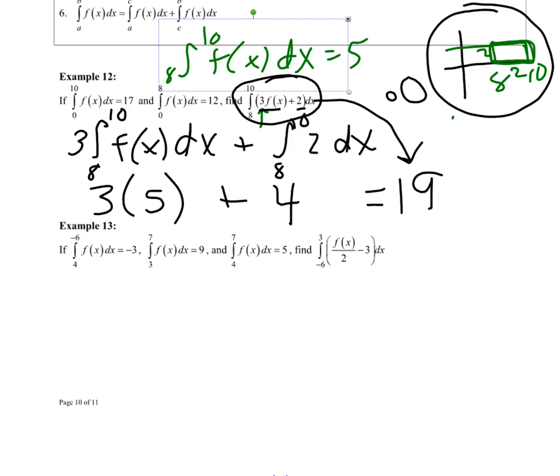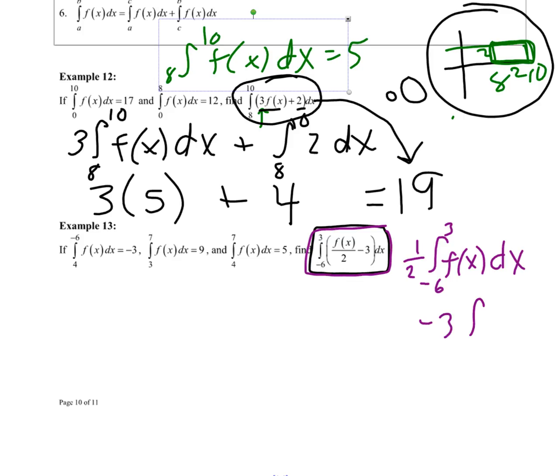All right, now let's look at this. We have 4 to -6, 3 to 7, 4 to 7, and we got to figure out something. So let's break this down. What are we even trying to figure out? Let me get another color. Break that one down. That's divided by 2. Bring it to the front. I need to go -6 to 3 of f of x dx. And I'm also going to have to do -3, -6 to 3, 3 dx.